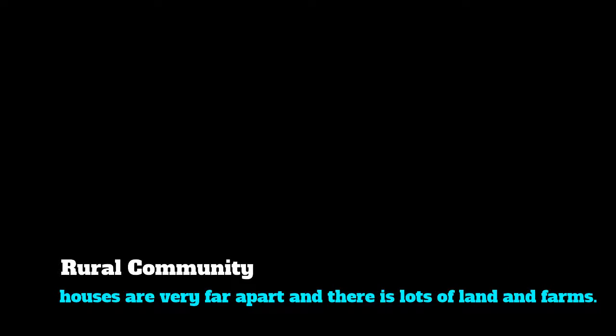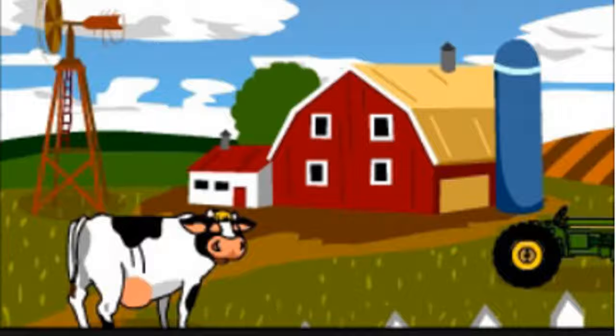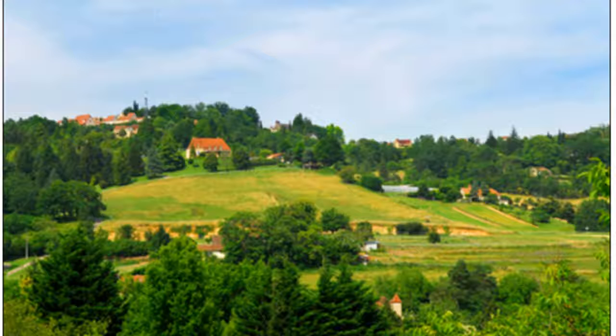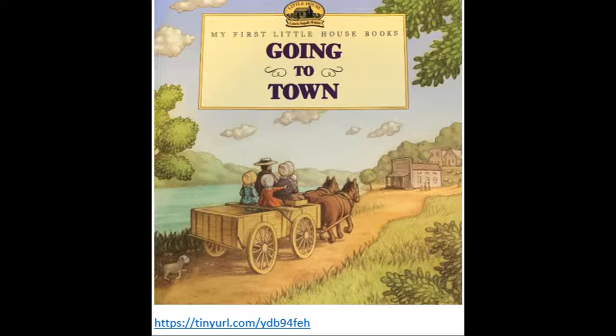A rural community is where houses are very far apart and there are lots of land and farms. In a rural community, people live much farther away. You might see more animals, farms, barns. There's lots of grass and trees. There's tons of space and houses aren't very close to each other. Most people drive cars or trucks.